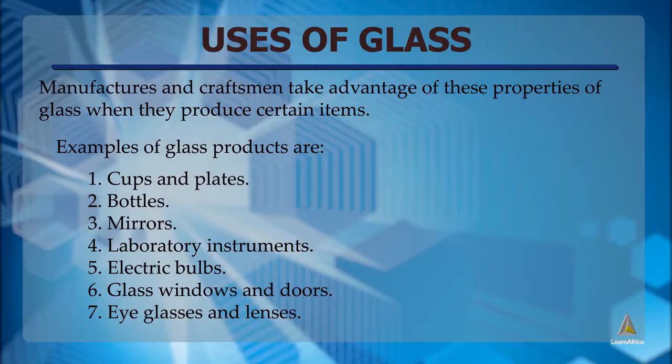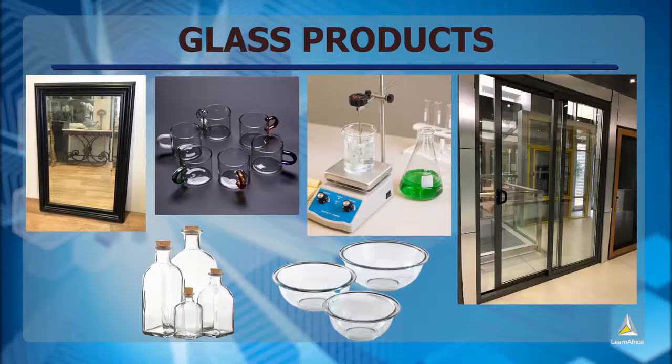Now, what are the uses of glass? People who use glass in manufacturing different things take advantage of the properties of glass. Some examples of glass products are cups and plates, bottles, mirrors, lab instruments, electric bulbs, glass windows and doors, and eyeglasses and lenses. These are images showing things made with glass.